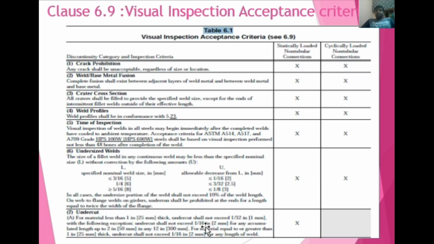Undercut. For material less than 1 inch, undercut shall not exceed 1 mm. So if the material thickness is less than 25 mm, then undercut should not exceed 1 mm. So 1 mm is acceptable, more than 1 mm is not acceptable.